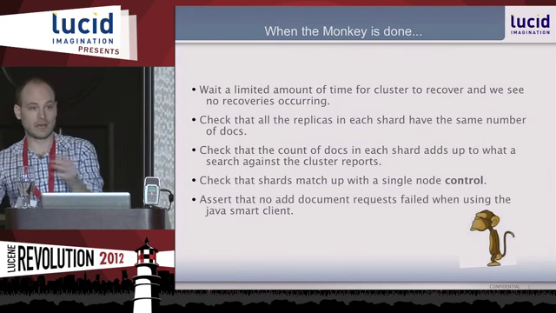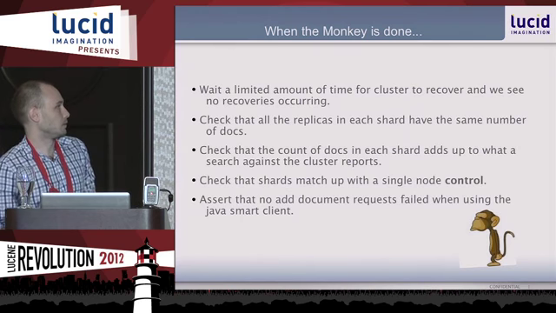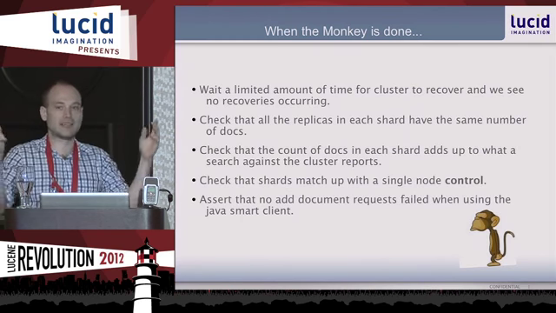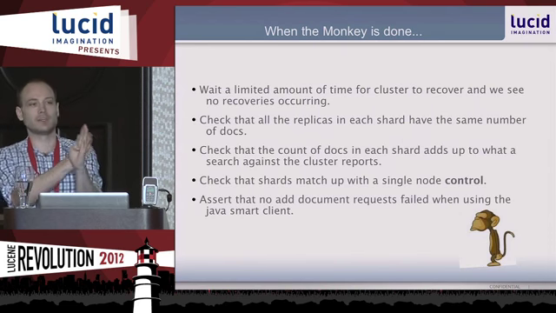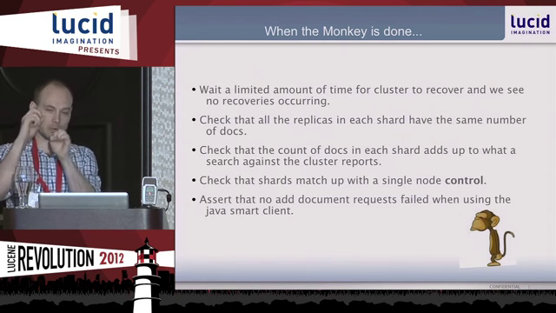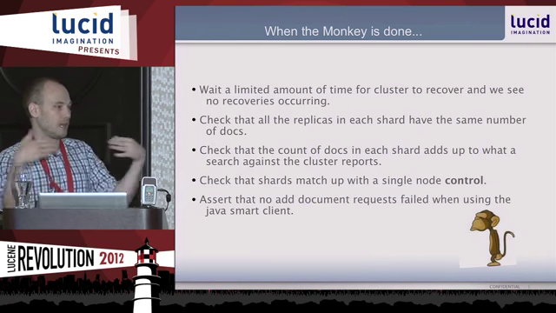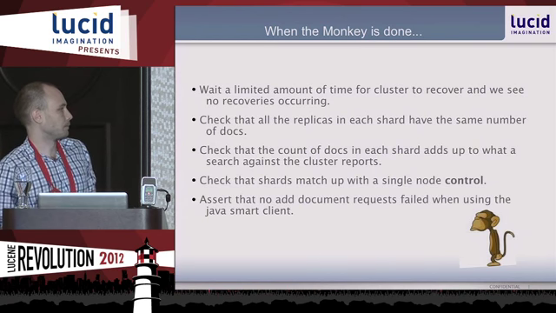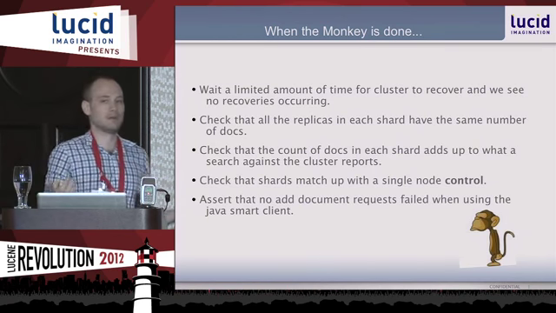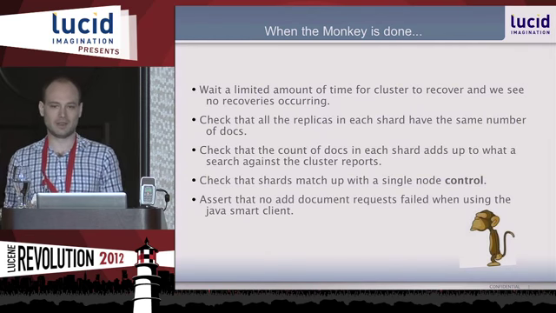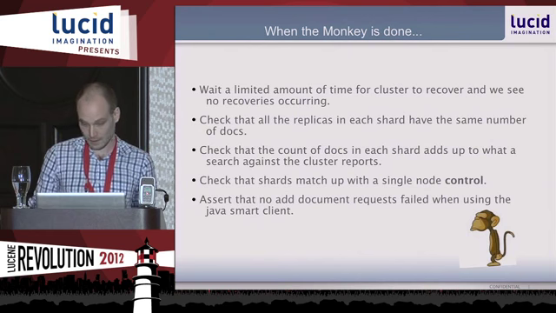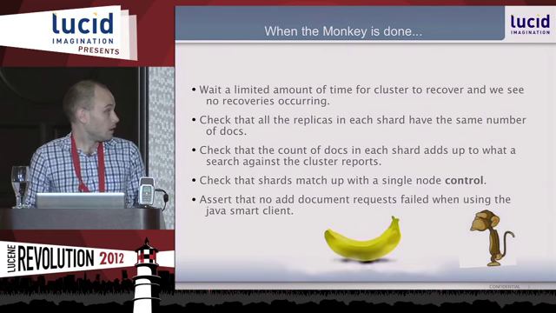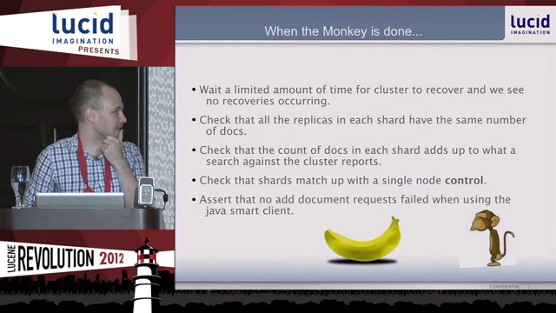They're the same number of documents. We also look at each shard. When you add them all up, does it add up to the number of documents you find when you do a search, even though you're picking off each shard and manually adding them up? Basically, whatever assert I could come up with to make sure things appear right and you're not missing anything, that's in there. And give the monkey a banana because he did a good job.